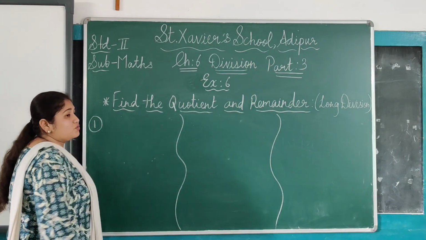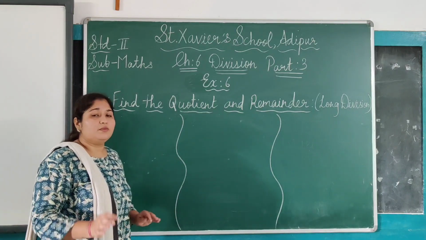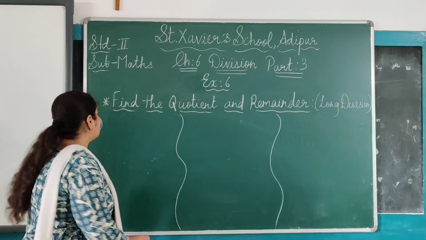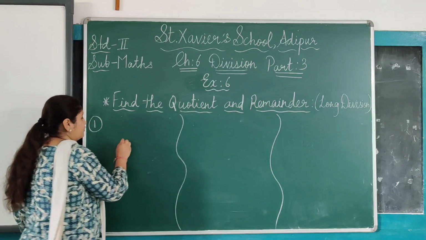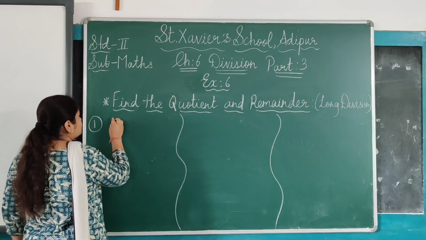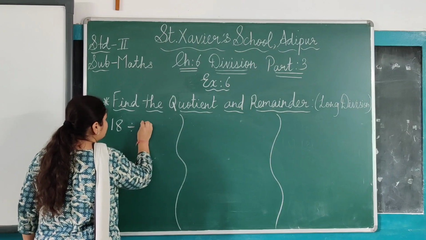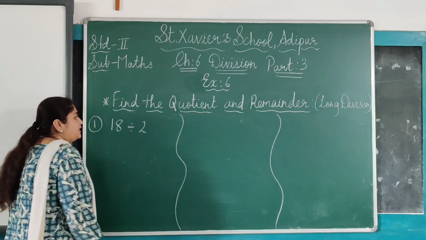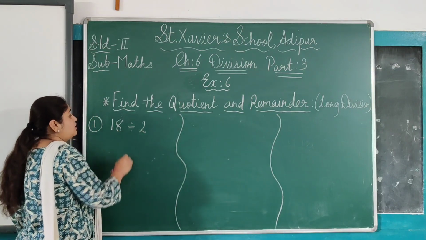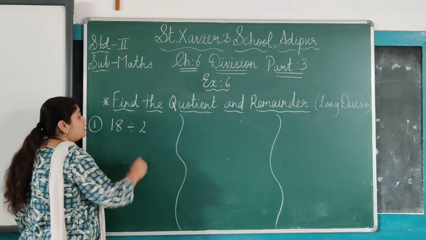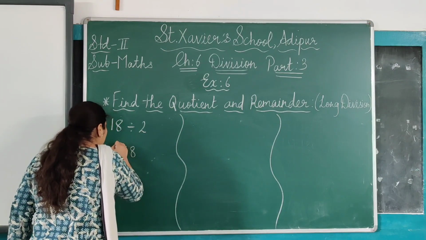Okay, my dear students, little bit tough for you. So here is the first one. Now we will start with the first sum. All right, so 18 divided by 2. Here this 18 is the dividend and this 2 is the divisor. So we have to divide this 18 by 2.